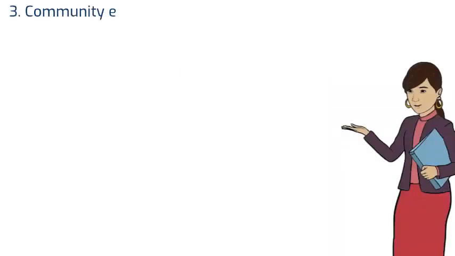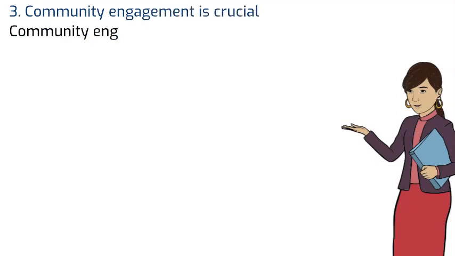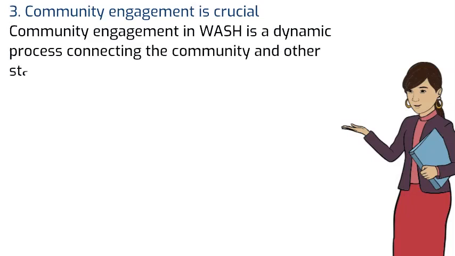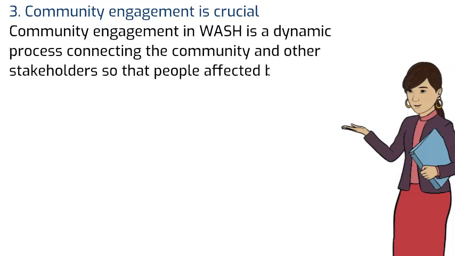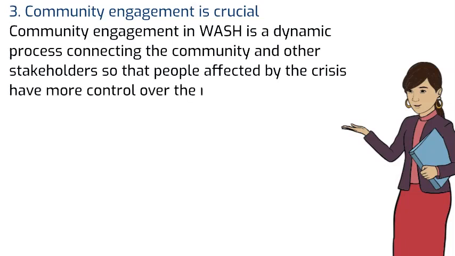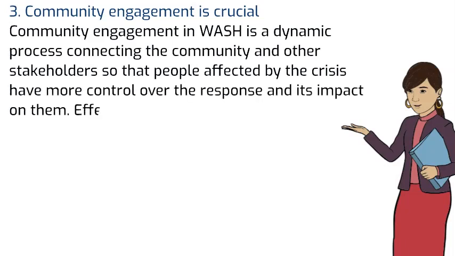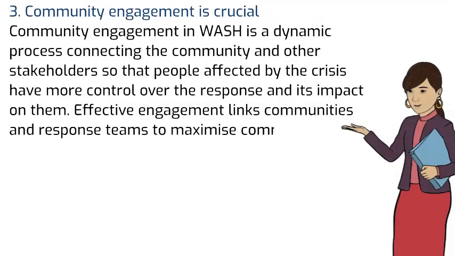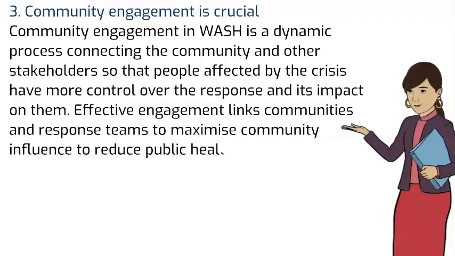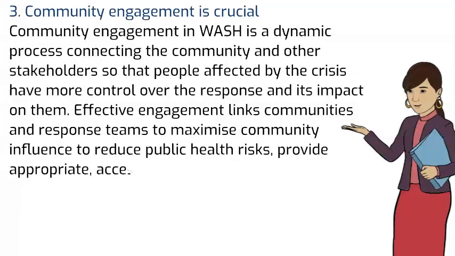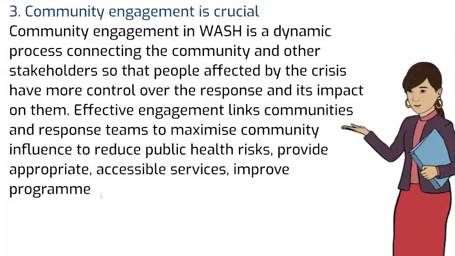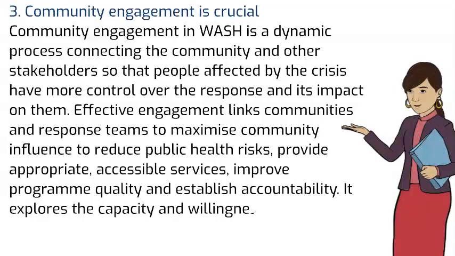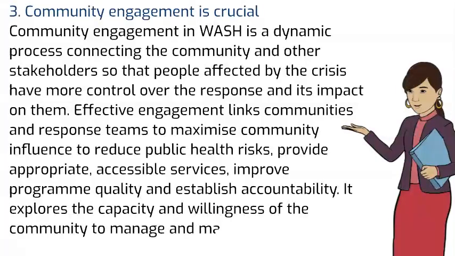Three. Community engagement is crucial. Community engagement in WASH is a dynamic process connecting the community and other stakeholders so that people affected by the crisis have more control over the response and its impact on them. Effective engagement links communities and response teams to maximize community influence to reduce public health risks, provide appropriate, accessible services, improve program quality and establish accountability. It explores the capacity and willingness of the community to manage and maintain WASH systems.